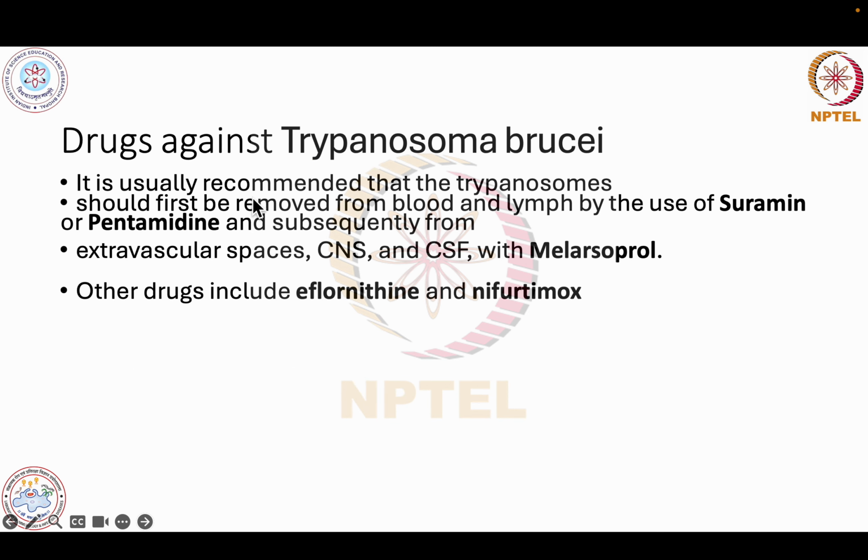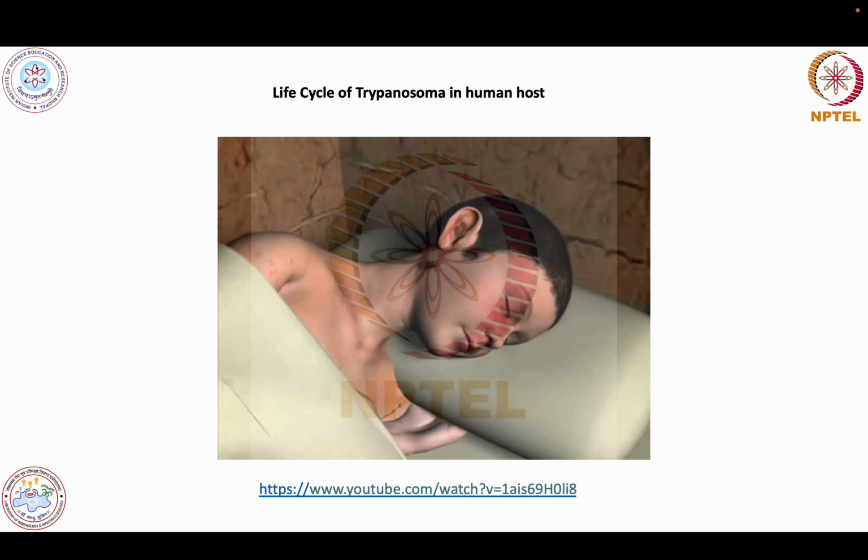Drugs against Trypanosoma brucei: it is usually recommended that the trypanosomes should first be removed from blood and lymph by the use of suramin or pentamidine, and subsequently from extracellular species in the CNS and CSF with melarsoprol. Other drugs include eflornithine and nifurtimox. Life cycle of Trypanosoma in the human host.